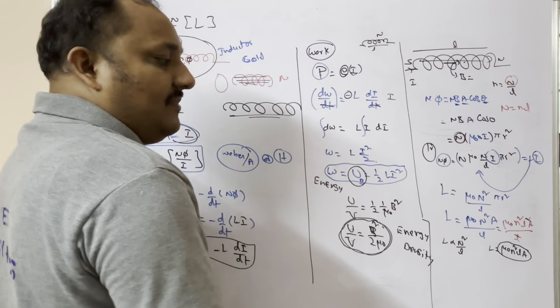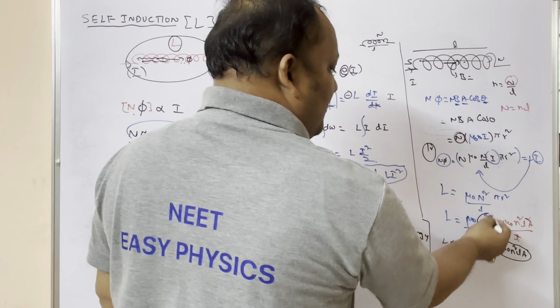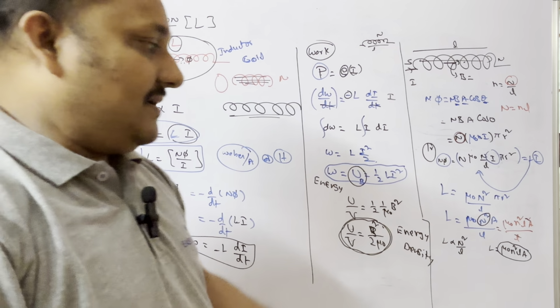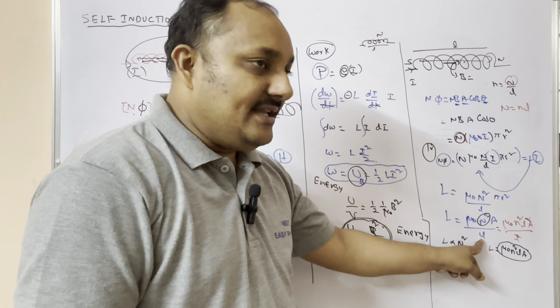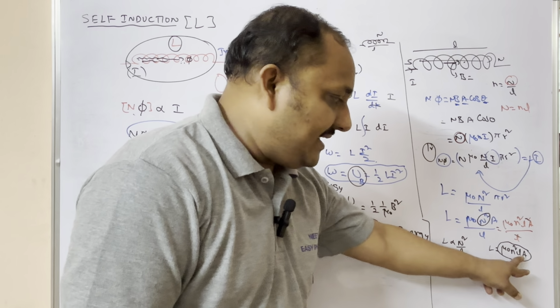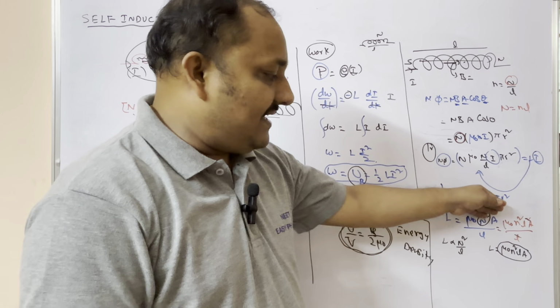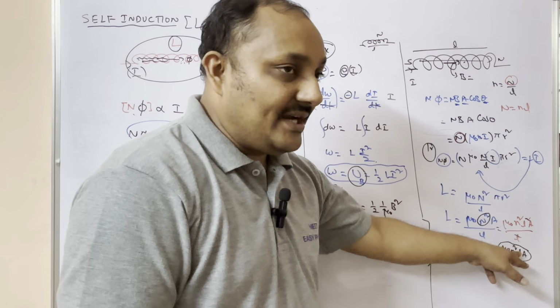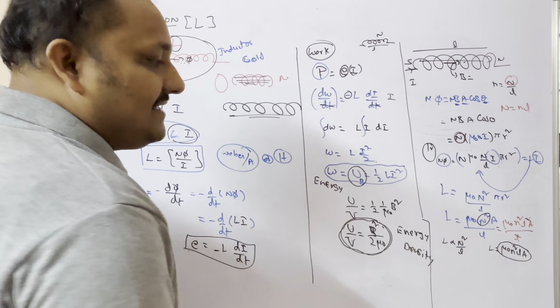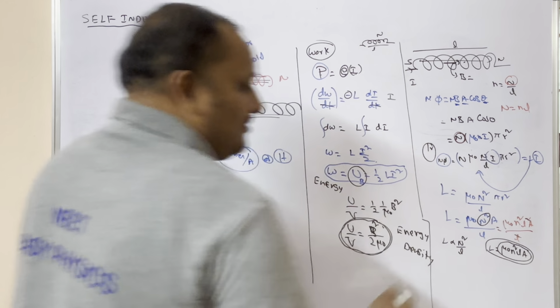You have to remember, while pronouncing we will pronounce the same, n square. But whenever capital N is coming, L is in the denominator. Whenever small n is coming, L is in the numerator. Remaining all things are the same. Mu naught capital N square A by L. Mu naught small n square L A. So this is the self-inductance of a solenoid.